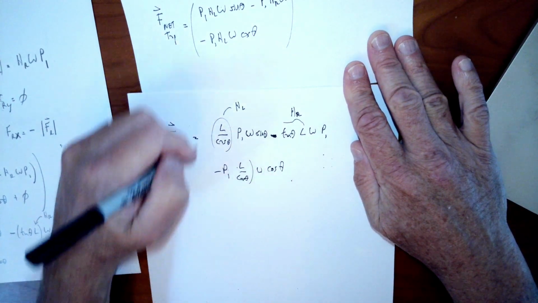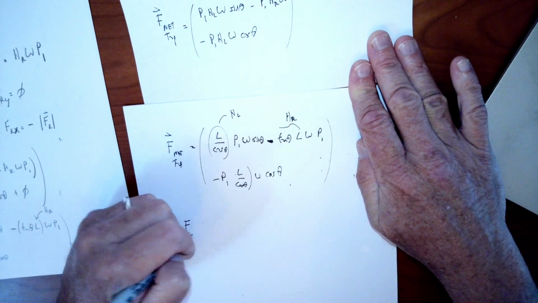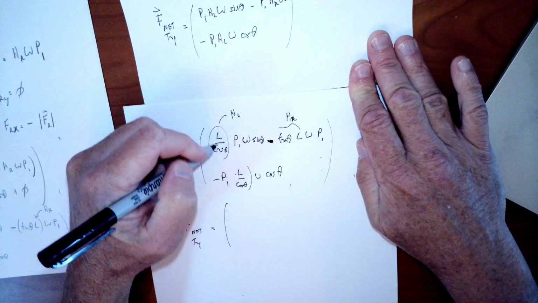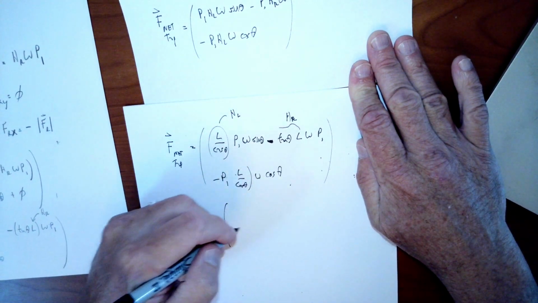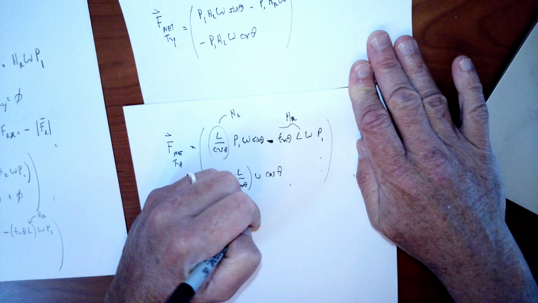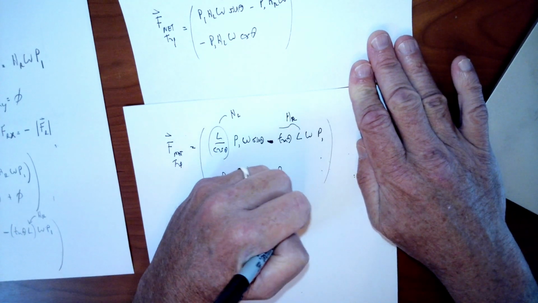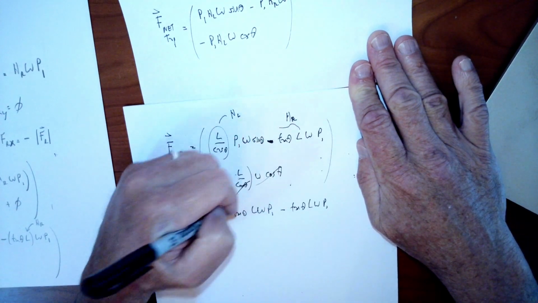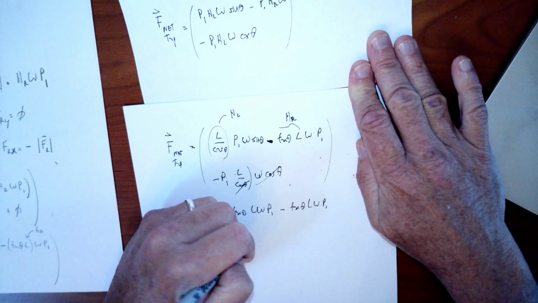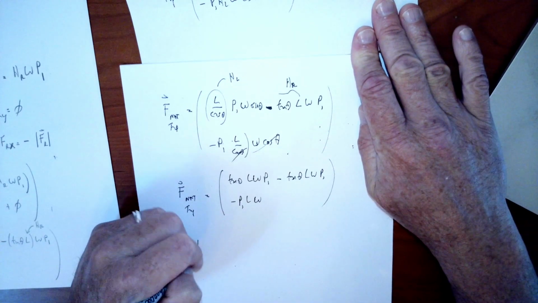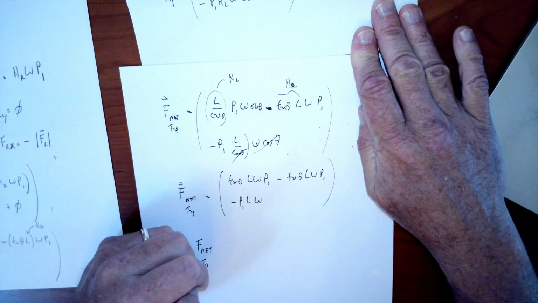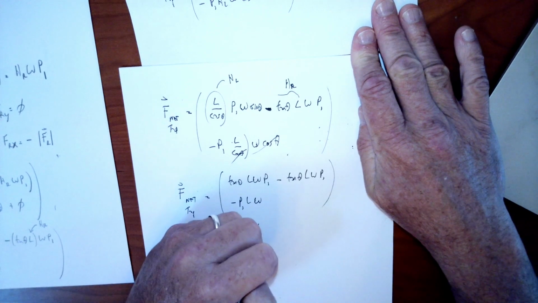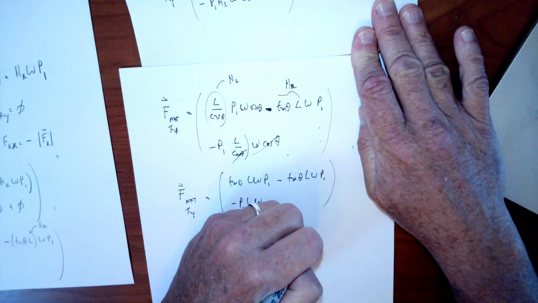All right, so that's that. Your F net top is equal to this top term, that's a tangent, sine over cosine. So I've got tangent theta L W P1 minus tangent theta L W P1. And in the bottom, cosines cancel. I've got minus P1 L W. So the final answer for the net top force is equal to 0 minus P1 L W. So it is the same again.